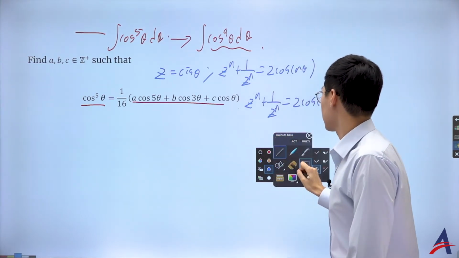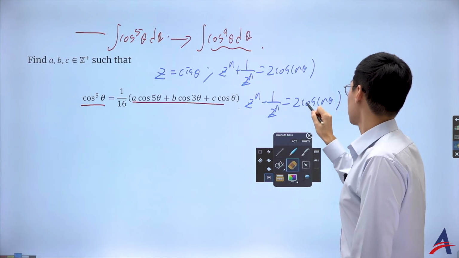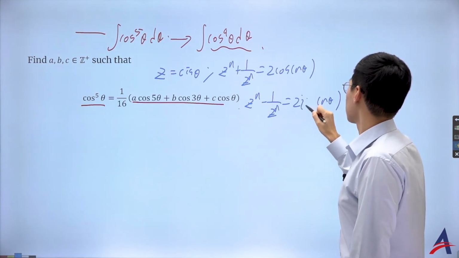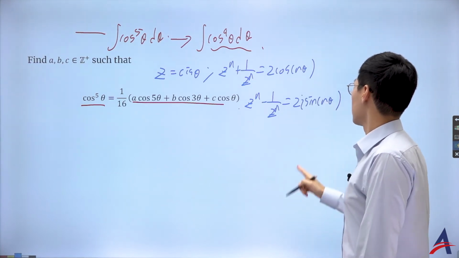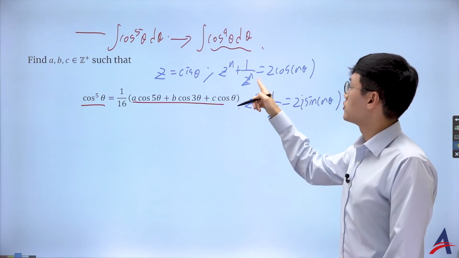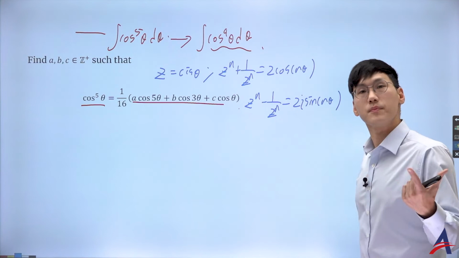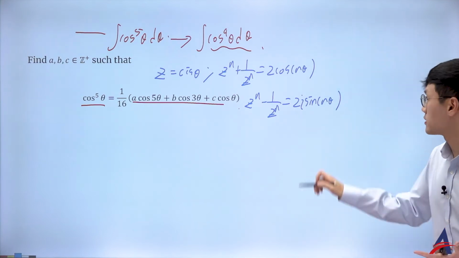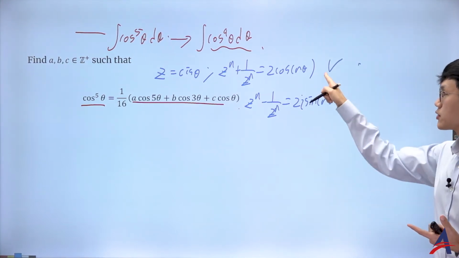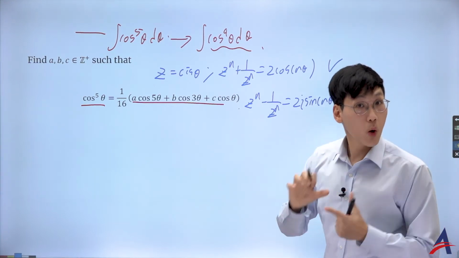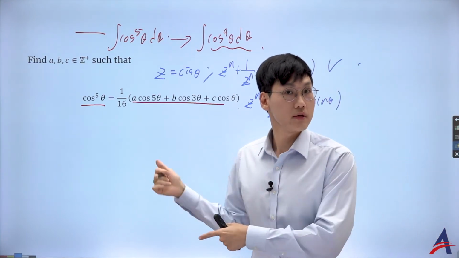And now I want to let this to be minus. Then it's going to be 2i sine n theta. This is going to be the imaginary part, because you realize that this is a complex number and its complex conjugate, and as you know, the sum of complex conjugates is just twice the real part, and that's how you can prove it. And I'm going to use that identity to lower the power from higher to lower, things like this.